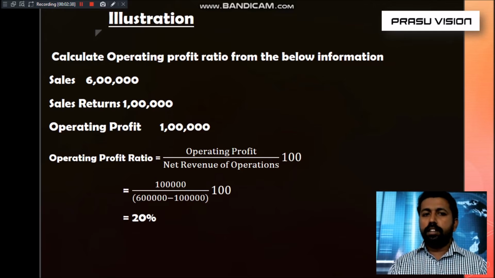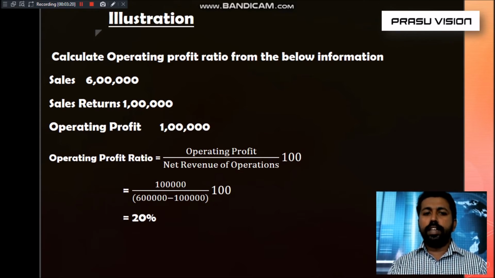So in this question, direct amounts are given: sales is 6 lakh, sales return is 1 lakh, and operating profit is also directly given. From these values, we can calculate the operating profit ratio, which is equal to operating profit divided by net revenue from operations into 100. Amounts are directly given, but we have to remember that whenever there is a sales return, we have to deduct it. Then only we will get the actual revenue from operations, that is, net revenue from operations. So 1 lakh divided by (6 lakh minus 1 lakh) into 100, we will get 20%.